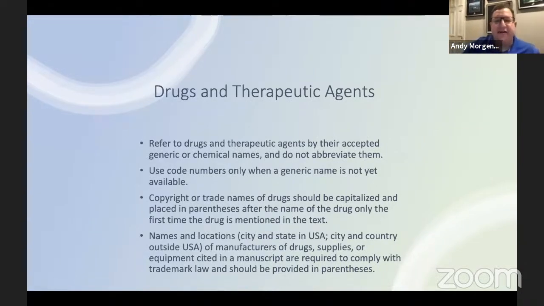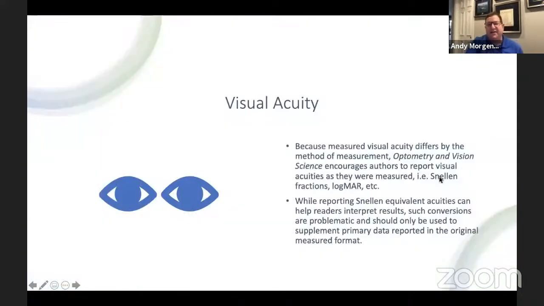They want to refer to drugs and therapeutic agents by their accepted, generic, or chemical names and not abbreviated. You have to use code numbers only when a generic name is not yet available. Copyright or trade names of drugs should be capitalized and placed in parentheses after the name of the drug only the first time the drug is mentioned in the text, and the names and the locations of the manufacturers, drug suppliers, and equipment cited in the manuscript are required to comply with the trademark law and should be provided in parentheses. And the reason why that's important is because the drug names really have to be understood by all throughout the globe as we're writing this, not just here in the United States.